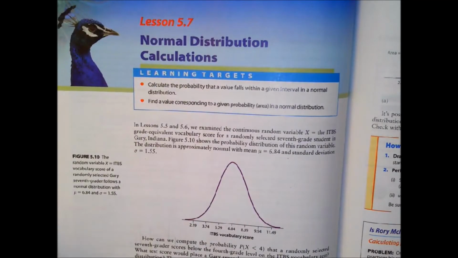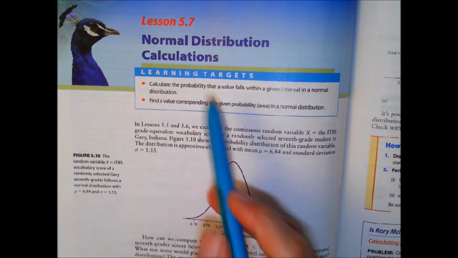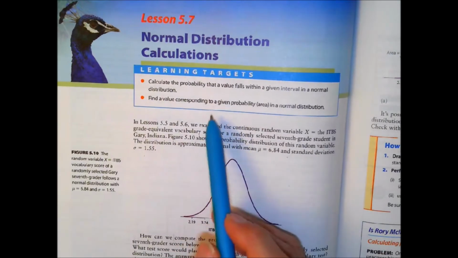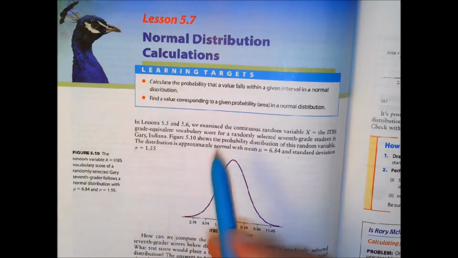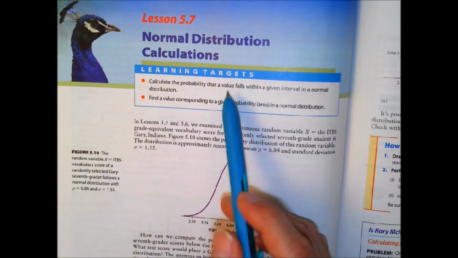Hey, these are notes 5.7. We're going to calculate some probabilities and go opposite again, except it's not on a normal curve. So it's kind of the same idea as what we did yesterday, but it's not on the standard normal curve, it's just on a normal curve.